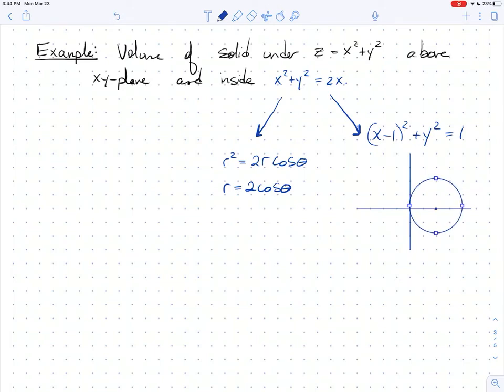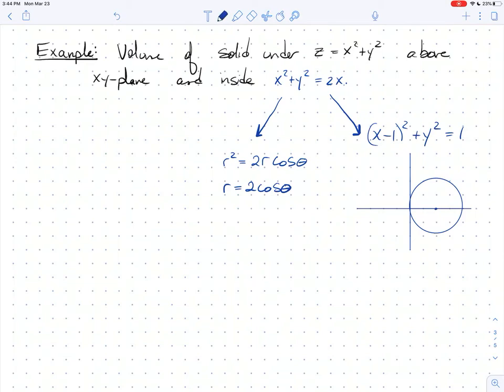So that is, let's slide this up. All right, whatever. So that is actually what this polar equation gives you. It gives you a circle centered at (1, 0) with radius 1.